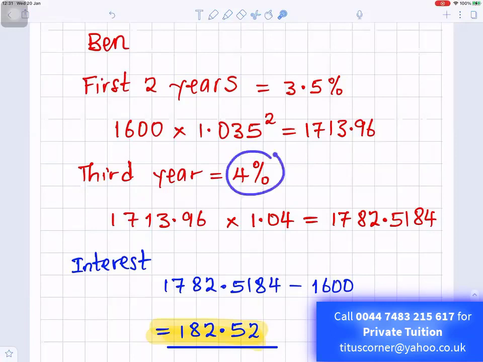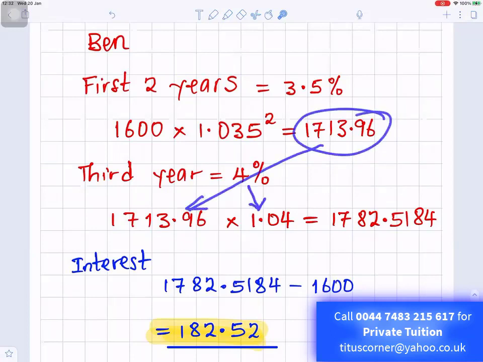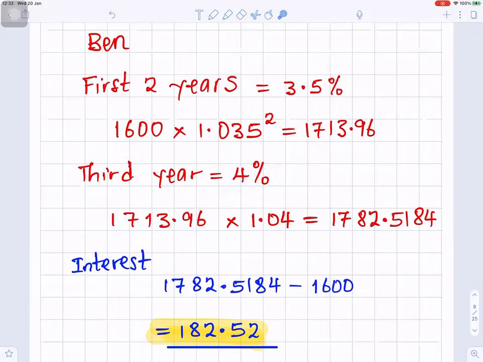By the third year, they've changed it to 4%. So we use that amount from the second year, times it with the new multiplier. To get this multiplier, we add 100 and we divide by 100. So it's the amount from the second year times the new multiplier to the power 1, because it's just for 1 year. That gives us 1,782.5184. The interest would be that amount minus 1,600. So it gives you £182.52. That's the interest.